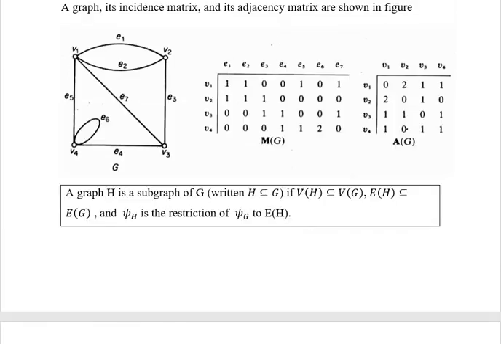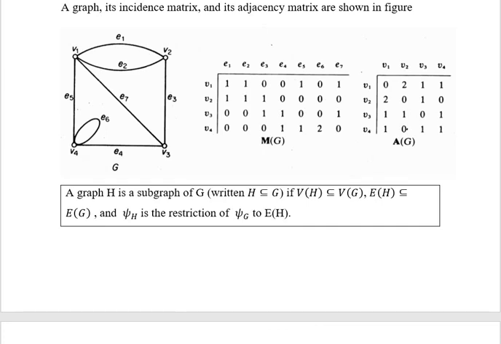If you're considering the graph given here in this particular example, you can see the degree of each vertex. If you're counting the degree of V1, we just have to count the number of edges incident on V1, and as you can see, it is 4. So the degree of V1 here is 4.